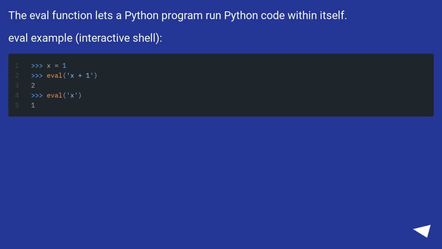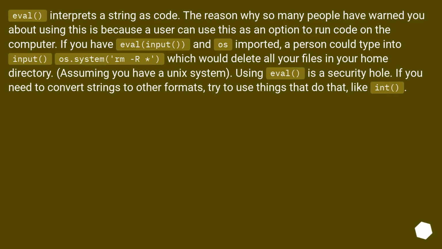The eval function lets a Python program run Python code within itself. Eval example, interactive shell. Eval interprets a string as code. The reason why so many people have warned you about using this is because a user can use this as an option to run code on the computer.